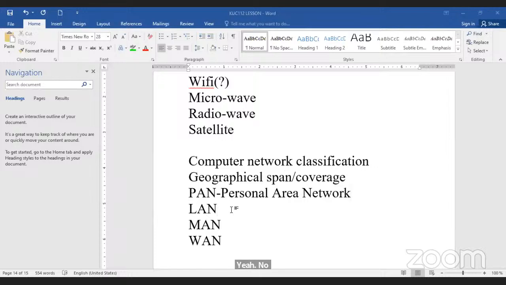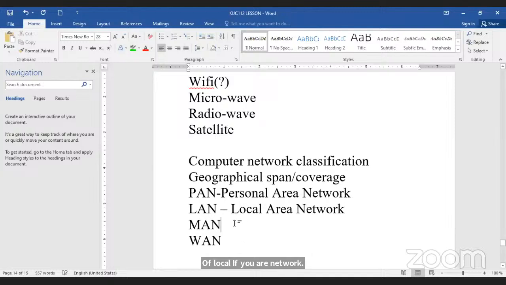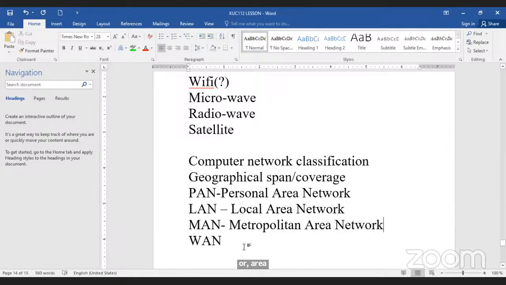Then we have local area network. Then we have metropolitan area network. Then we have wide area network.